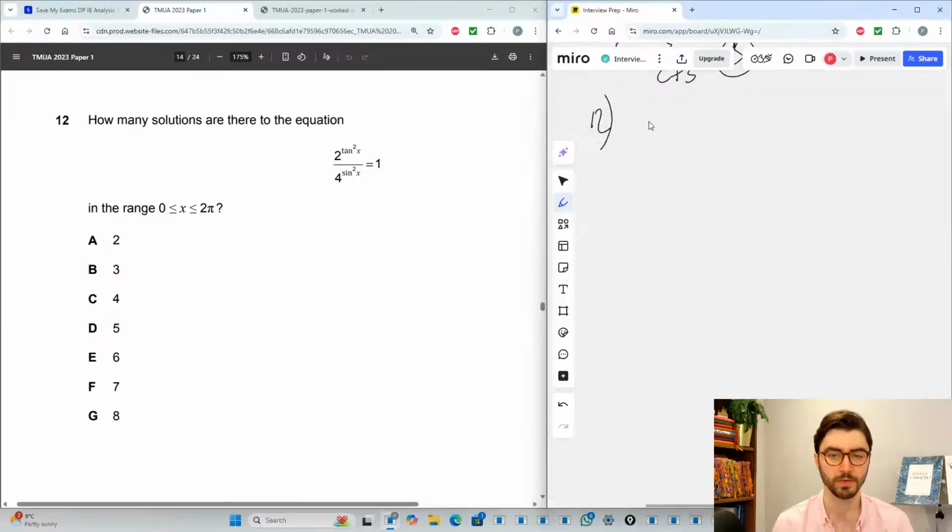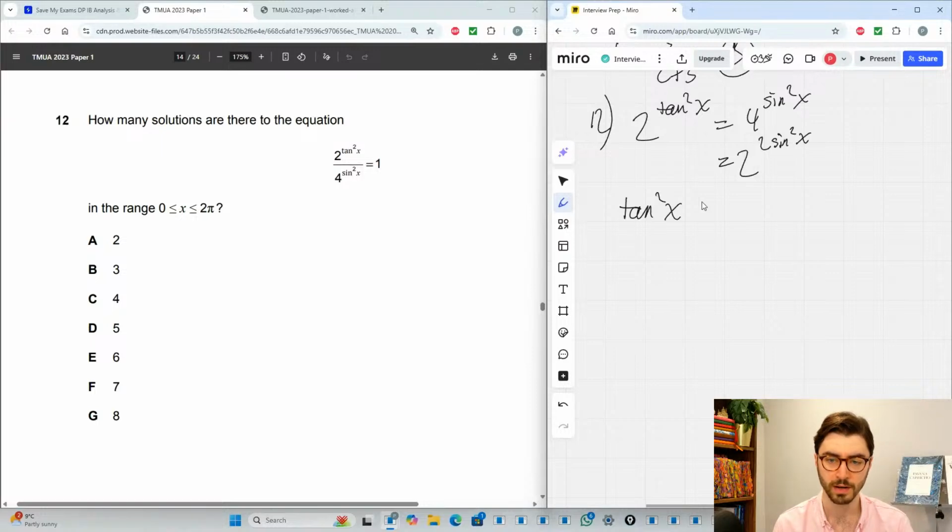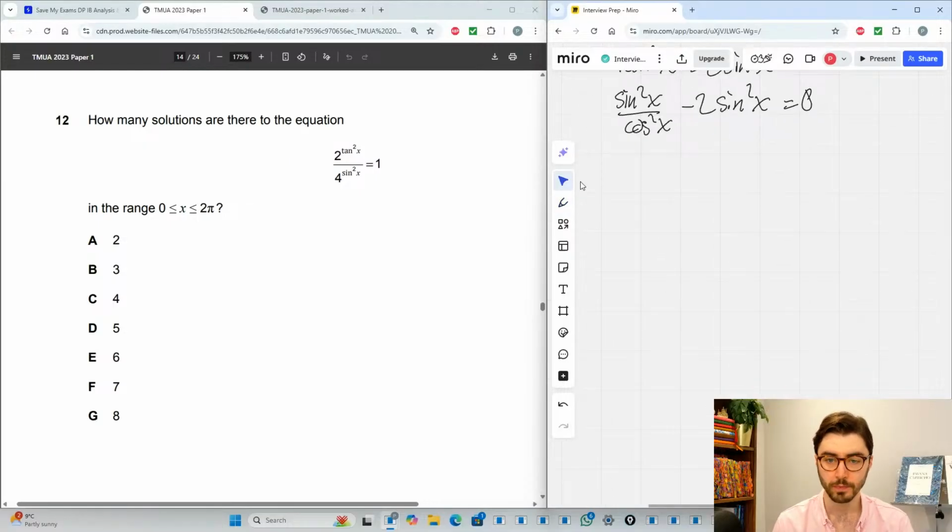Because if I move that over, that means that 2 to the tan squared x is equal to 4 to the sine squared x, but that is 2 to the 2 sine squared x. So it's really asking where tan squared x is equal to 2 sine squared x, but tan squared x is sine squared x over cos squared x. Minus, and I'm going to move it over because you never divide by trig because you'll lose solutions. So you either have that sine squared x is 0, or 1 over cos squared x minus 2 equals 0.